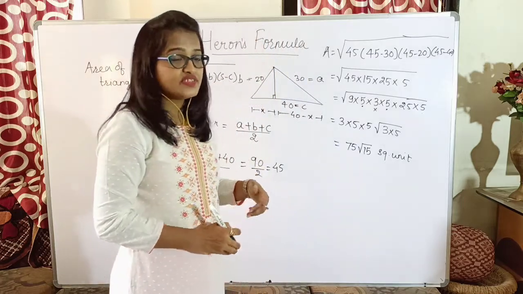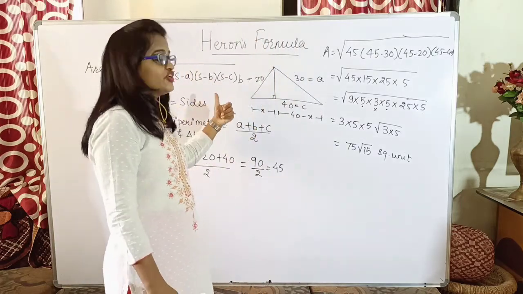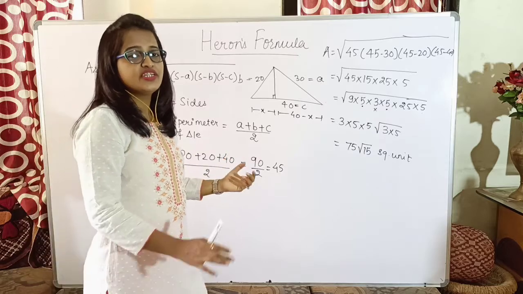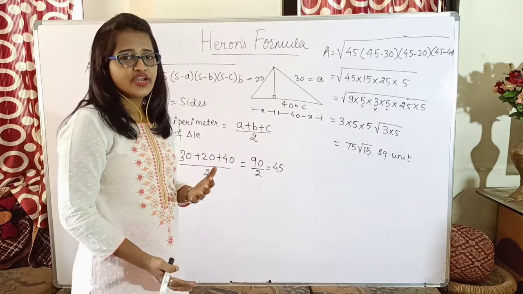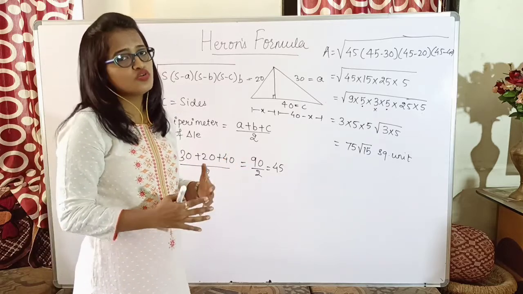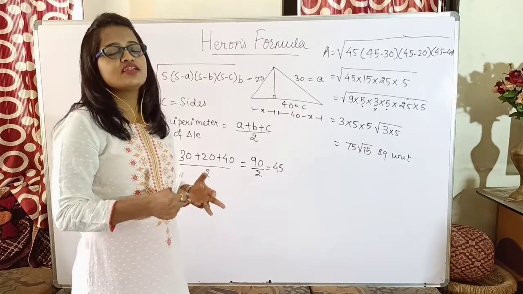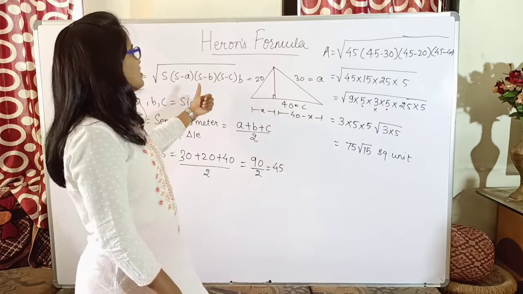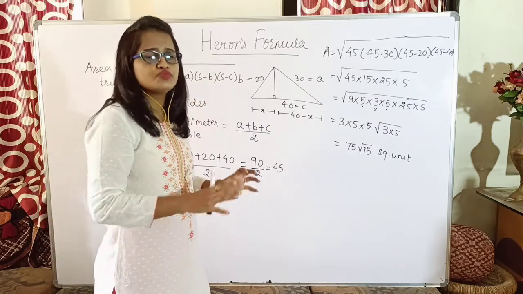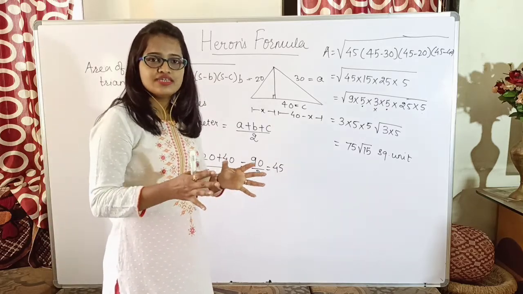Now, as I have said, this is the formula for area of a scalene triangle. So does it mean it will not be applicable to find the area of any other type of triangle? No. You can find the area of right angle triangle, equilateral and isosceles also with the help of this formula, provided you should be knowing all the three sides of that respective triangle.